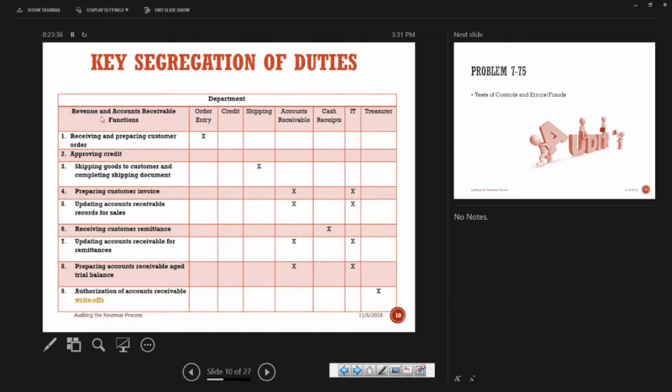So for example, somebody who does the cash receipts cannot do the receiving of customer remittance. But you cannot do receive and prepare customer order.